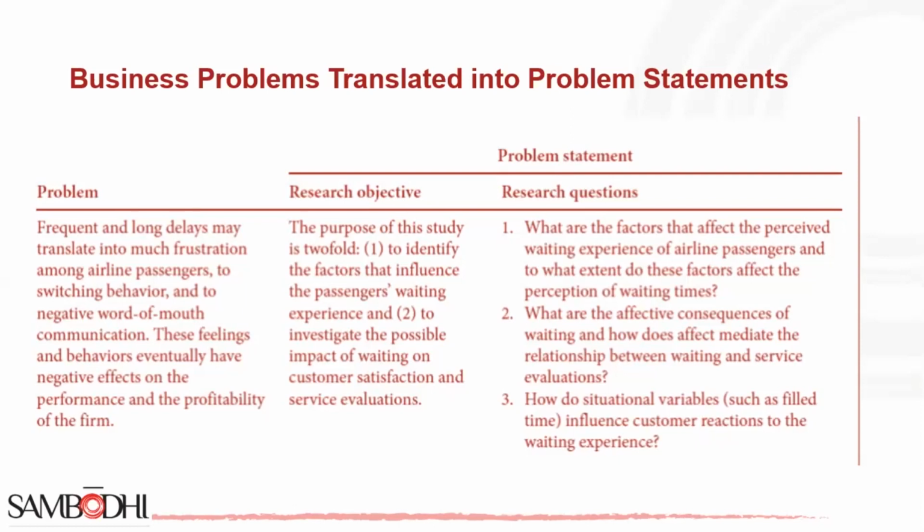What are the factors that affect the perceived waiting experience of airline passengers, and to what extent do these factors affect the perception of waiting times? Which really gives you the answer, which will lead you to the problem-solving issues. What are the affective consequences of waiting, and how does this mediate the relationship between waiting and service evaluation? How do situational variables such as fill time influence customers' reaction to the waiting experience? So all are open-ended questions, which will give you the answer that will lead to your objective.